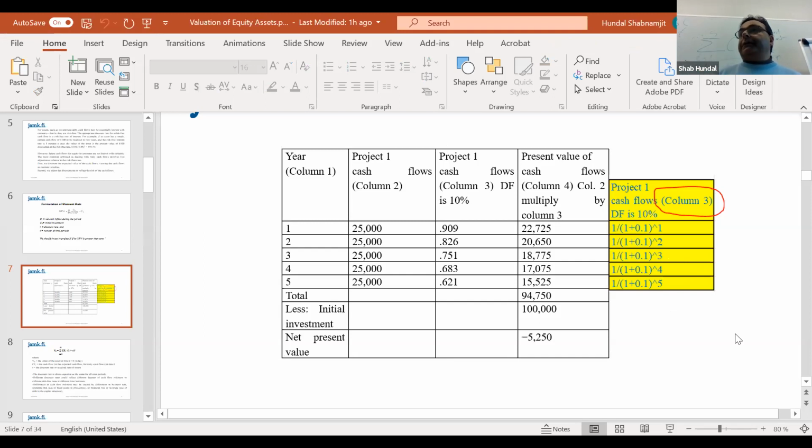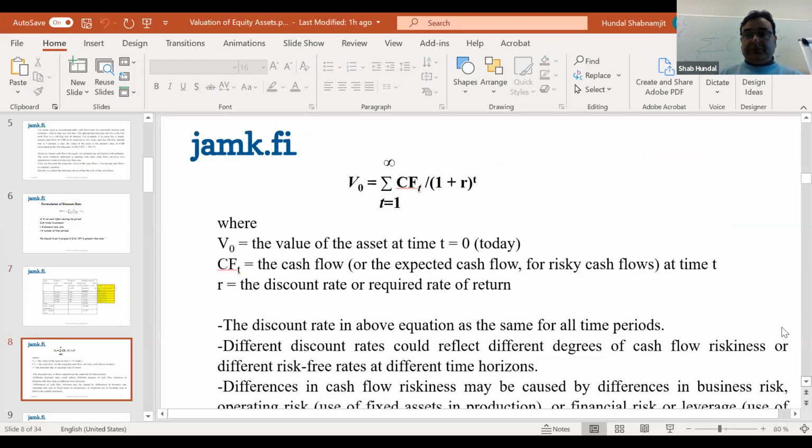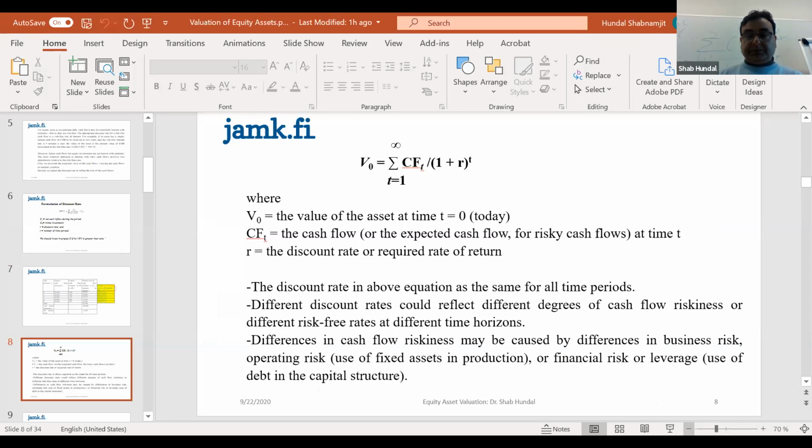This is the role of discount factor. It's very important in finance. And this is how you do the valuation of the company's stock.